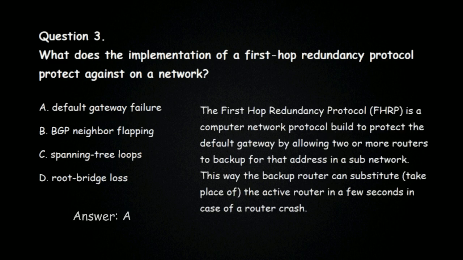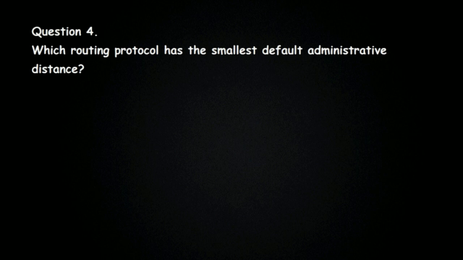The first hop redundancy protocol, FHRP, is a computer network protocol built to protect the default gateway by allowing two or more routers to back up for that address in a subnetwork. This way, the backup router can take the place of the active router in a few seconds in case of a router crash. Question 4. Which routing protocol has the smallest default administrative distance?